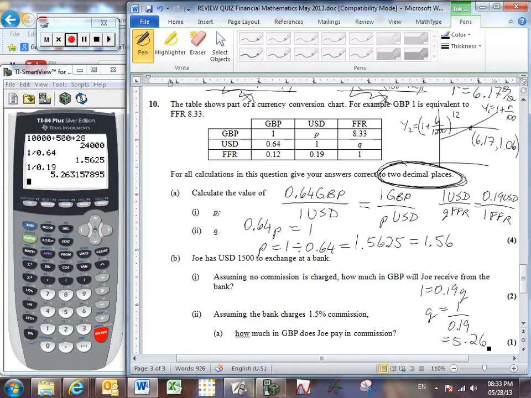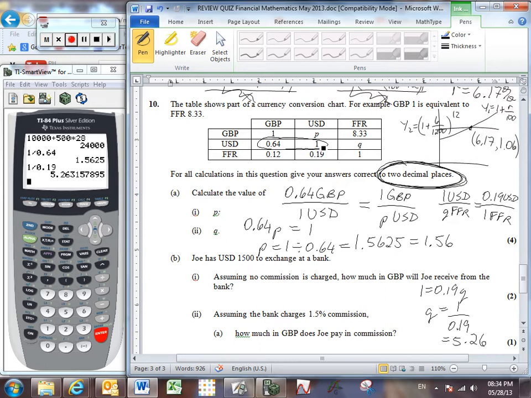Part B. Joe has 1,500 US dollars to exchange at a bank. Assuming no commission is charged, how much in British pounds will Joe receive from the bank? Now, if you compare your British pounds to US dollars, we can see that we expect to get less British pounds than the number of US dollars. So let's just make sure that when we use the exchange rate, we check our final answer and make sure that we got less.